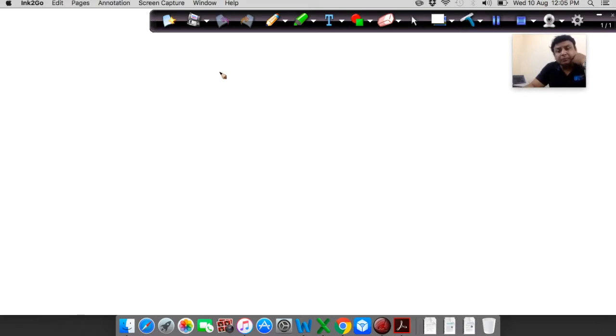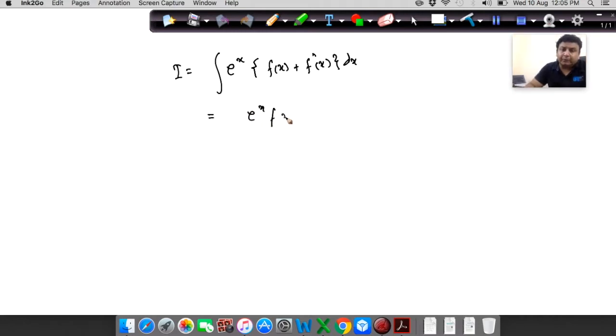Now I'm going to teach you one very important format. e to the power x: if the question is in the form of integration of e to the power x times f x plus its differentiation f dash x dx, let's see what it results in. So e to the power x into f x is one integral plus e to the power x into f dash x is another integral. So always take e to the power x as second function, this is first function.